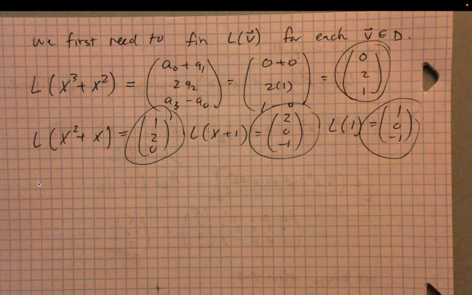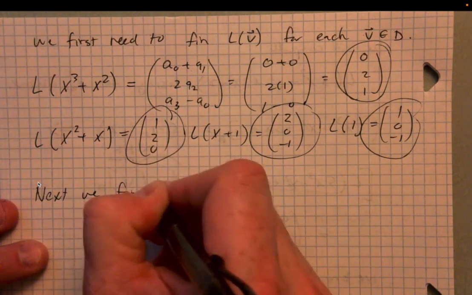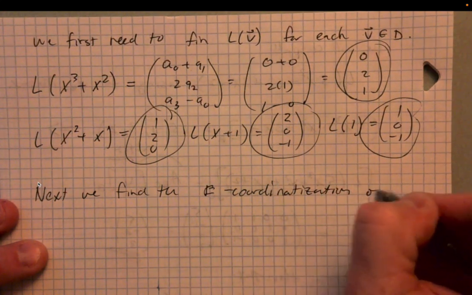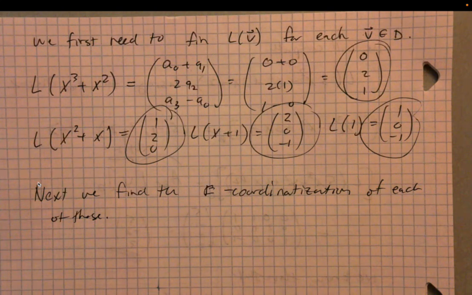Okay, and so next, what do we have to do? Well, we have to take each of these 4 and find the E coordinatization of each of these. Basically what does that entail? To do that we have to solve 4 systems. Feel free to solve those 4 systems, but to expedite that, what I'm going to do is find the inverse of the transition matrix from the standard basis C to E. I'm going to call that Q.